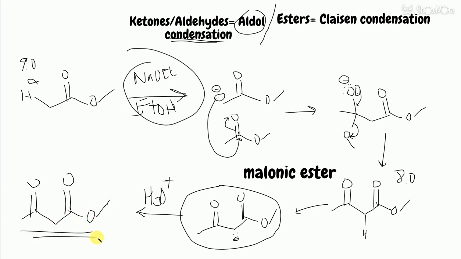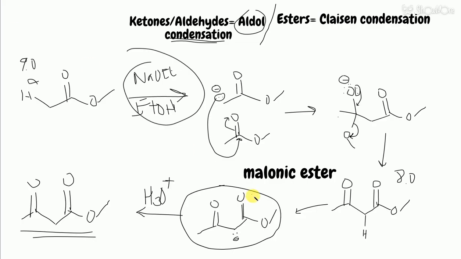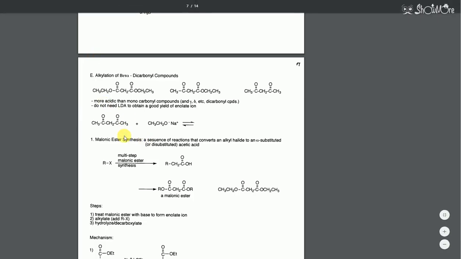All right. So here's Claisen. All right. And now what we need to know. So some things we need to talk about. So alkylation of beta-dicarbonyl compounds. So she's using it here. So it says more acidic than monocarbonyl compounds. This is what I have just illustrated, right?